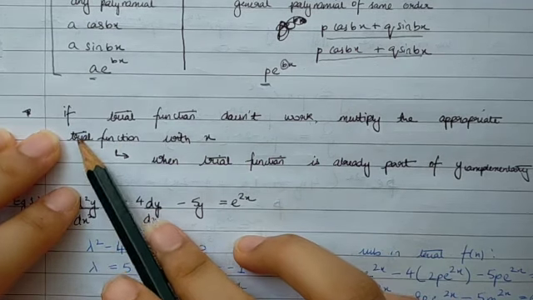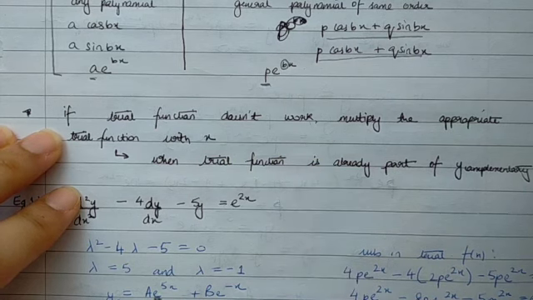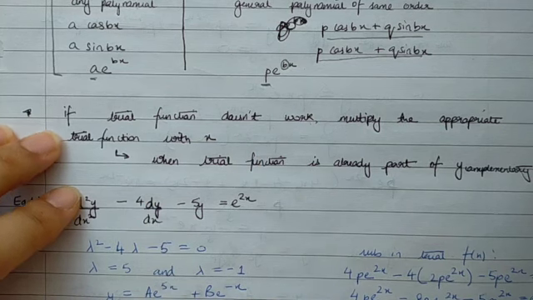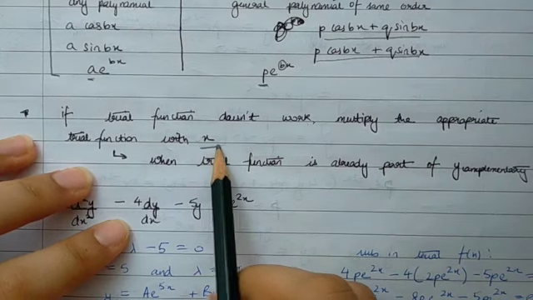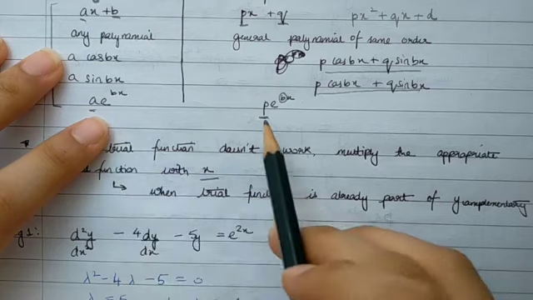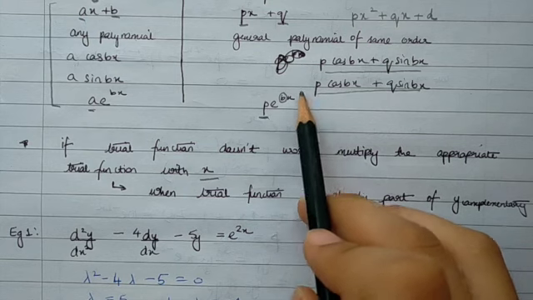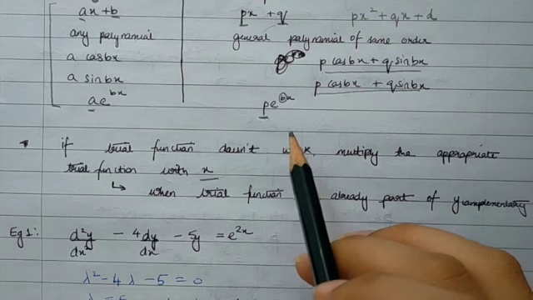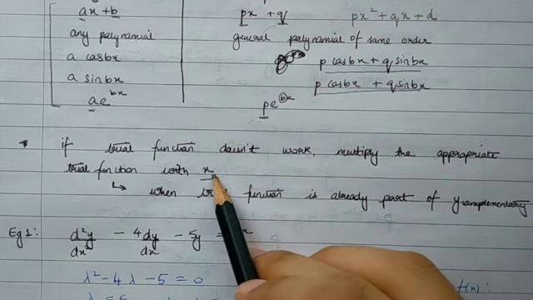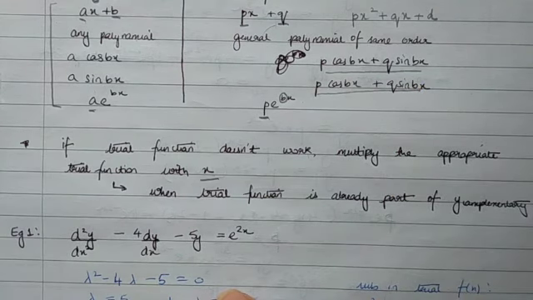Another rule that you have to remember is if the trial function does not work, by which I mean it cancels out once you substitute it into the differential equation, then you can multiply the appropriate trial function by x. So for example, if you have e to the x and you use the trial function of pe to the x, and it doesn't work, both sides cancel out once you substitute it into the differential equation, then you can multiply it by x and the function should work. Again, I will give you an example in a moment so things are more clear to you.